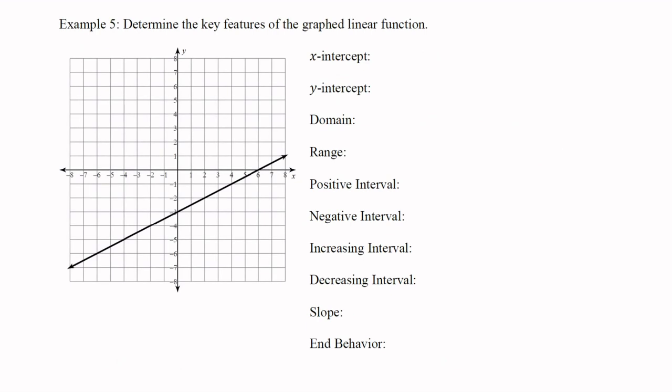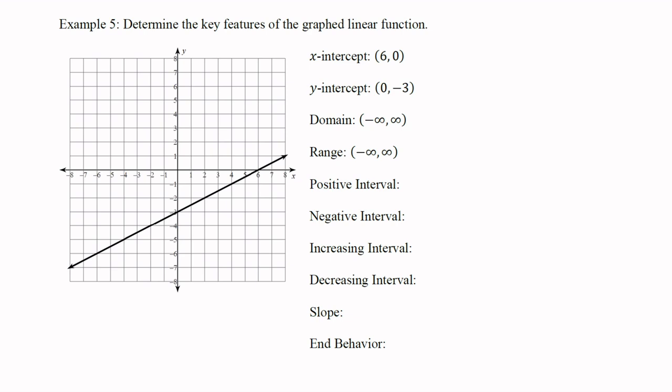So let's do a couple of examples and determine some key features of a couple of graphs. In this graph, we start off with the x-intercept, which is located at (6, 0). The y-intercept, where it crosses the y-axis, is at (0, -3). Your domain is going to be negative infinity to positive infinity. Your range is also going to be negative infinity to positive infinity. Both domain and range for linear functions will always be this.